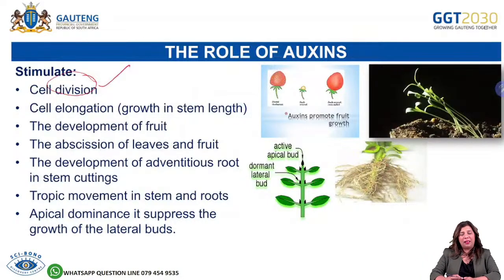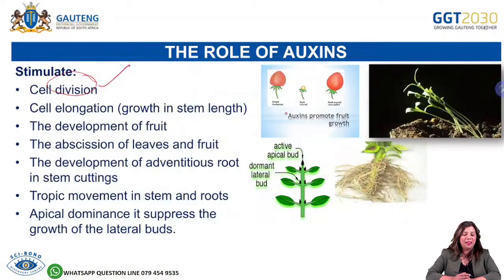So they stimulate cell division, and this is a very, very important job, because once the cells divide, they become differentiated. Remember, the plant will decide, okay, this cell is going to be a xylem, this one is going to be phloem, all of those things. So cell division is an important process which auxins do.